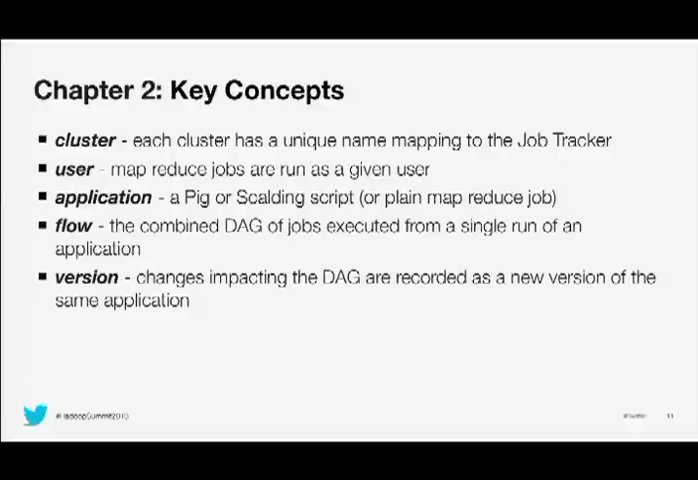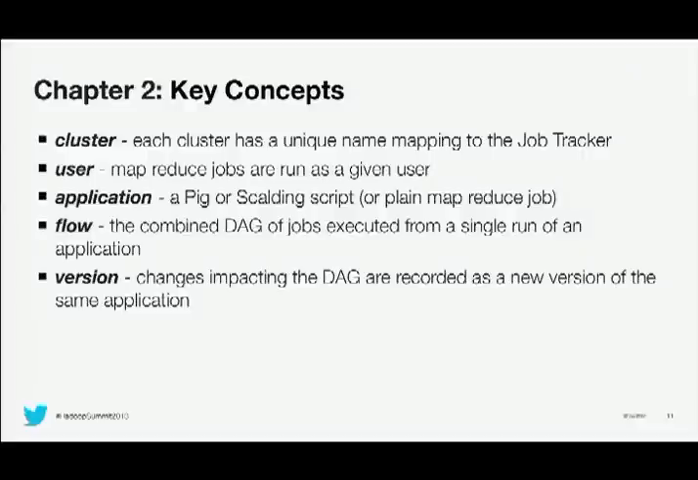So let's take a look at key concepts in hRaven. The first few of these are pretty self-explanatory. Obviously, you have a cluster that you run MapReduce jobs on. Each one of those clusters has a unique identifier in hRaven. You have a user. A MapReduce job has to be run by a user. And then we have an application, and that's what we use to describe a Pig or Scalding script that an end user actually runs. Now, every time a user runs their Pig or Scalding script, they generate a flow, which is what we call the DAG of jobs that are actually executed on the cluster.